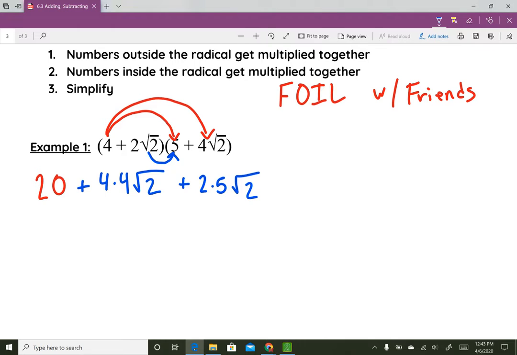And then lastly, I'm going to do 2 root 2 times 4 root 2. So I'm going to do plus 2 times 4. And then on the inside, I'm going to have 2 times 2.